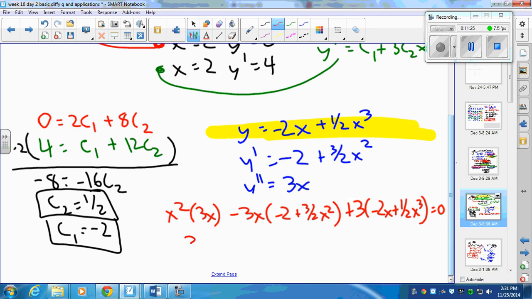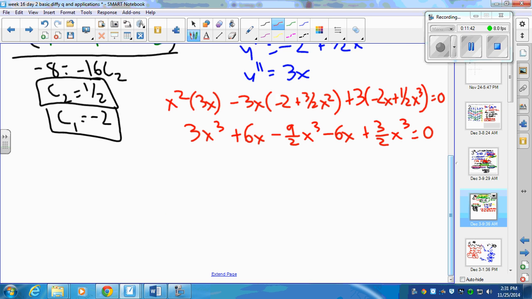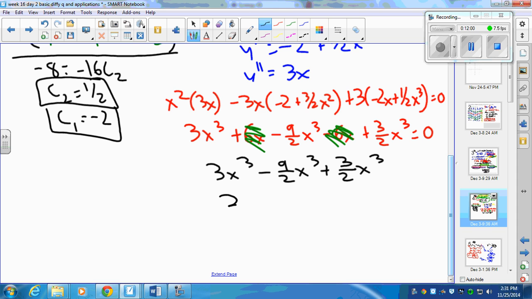And let's see here. This is going to be 3x cubed plus 6x minus 9 over 2x cubed minus 6x plus 3 over 2x cubed. And again, I hope that equals 0. The 6x's cancel. That's nice. And I got, let's see, 3x cubed minus 9 over 2x cubed plus 3 over 2x cubed. Let's just do it with numbers. 3 minus 4.5 plus 1.5 definitely equals 0 times x cubed, which is 0.